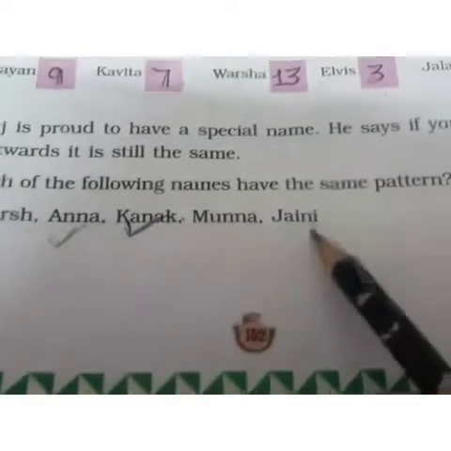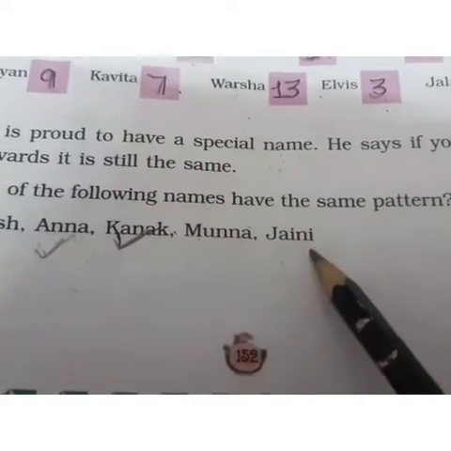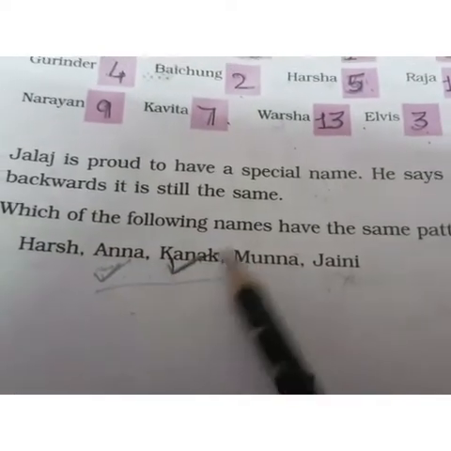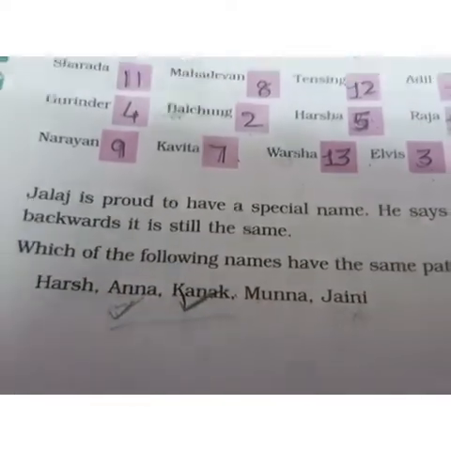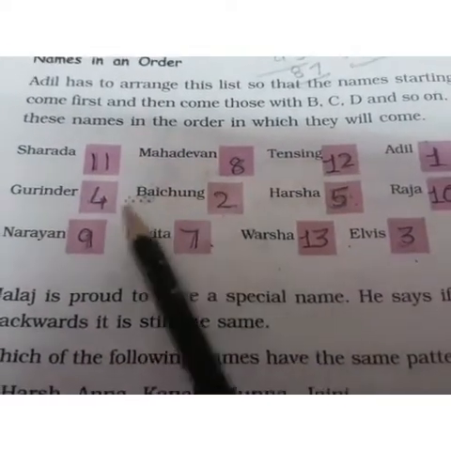It will come out differently from here. And after that next is your JAINI. JAINI reversed is INIAJ, so this is also not right. So two names, ANNA and KANAK, these are the ones where you can read from both sides and get the same name. And here you only have to write the numbers.